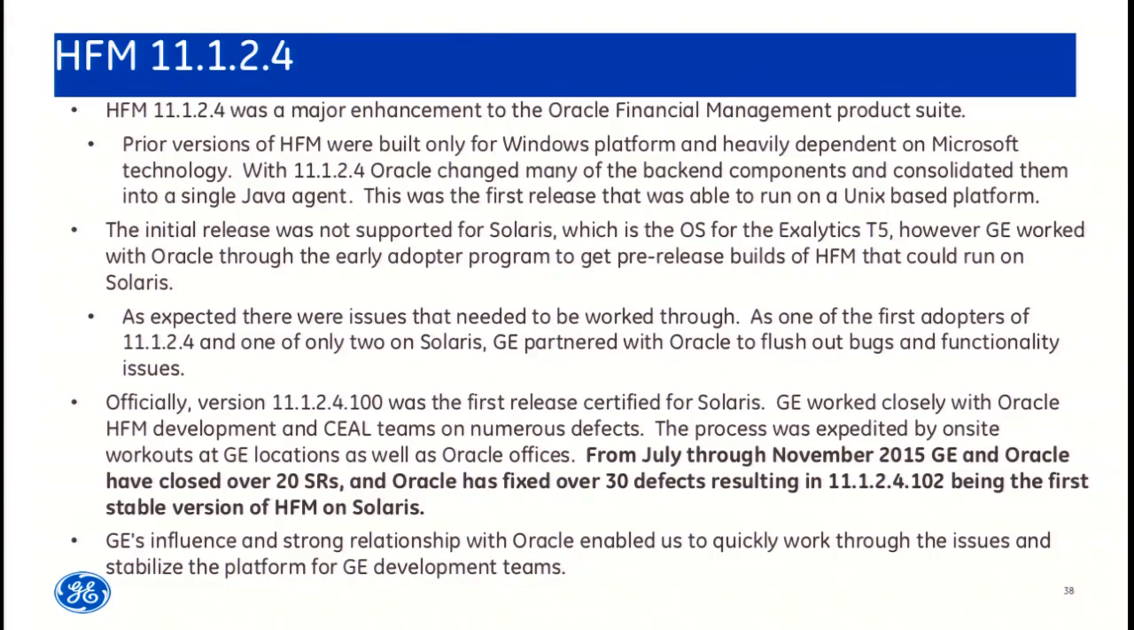That's because when you go to Solaris, you also go to SPARC, and they were used to Intel. So EPM had been written on Windows, Intel chips. These are SPARC chips. I didn't realize that was a big deal, but it's a very big deal because you actually write the code differently for Intel than you do for SPARC. They had gotten most of it right, but there were some very basic things that didn't work. And this shows the partnership that GE has with Oracle.